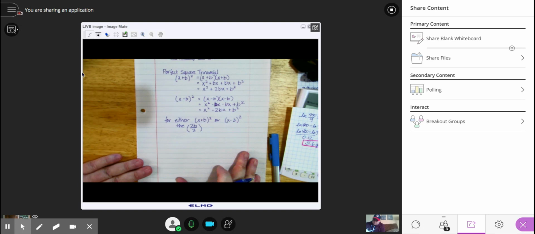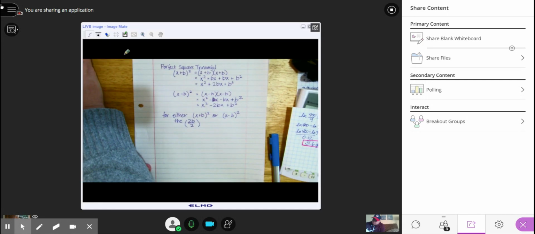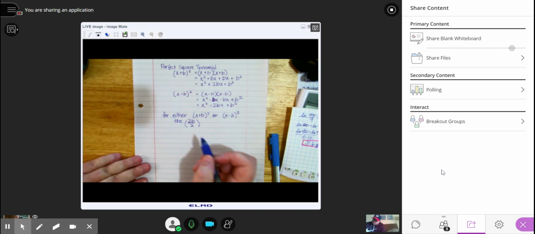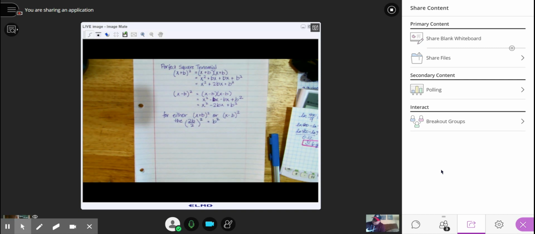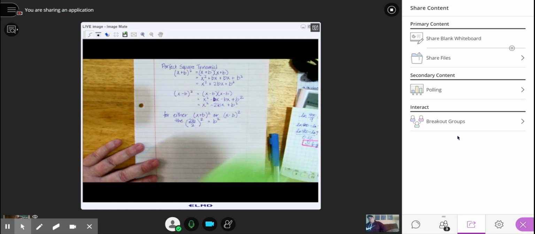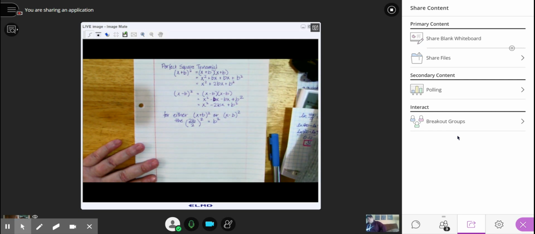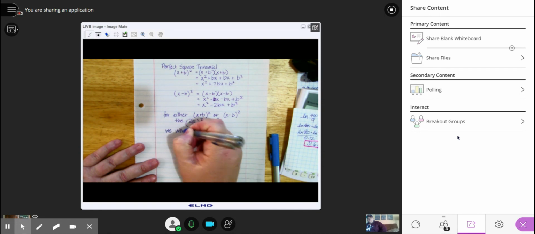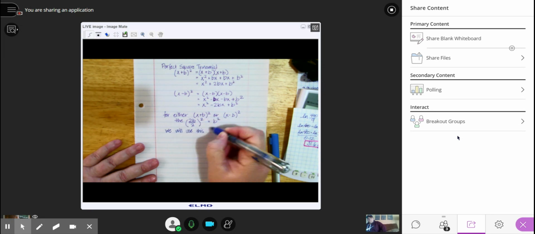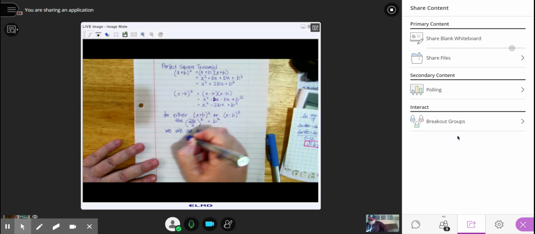if I take the 2b, which is the middle term, and I divide it by 2 and square it, that's always going to equal the last term, b squared. This idea is what we use to complete the square.